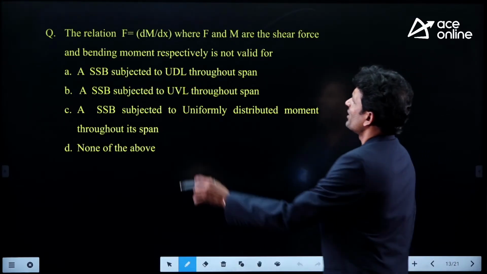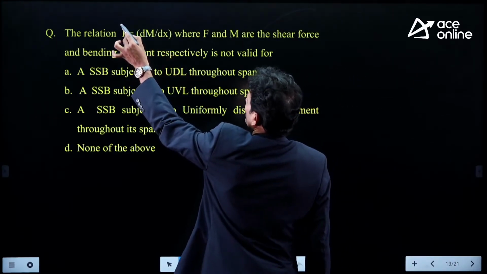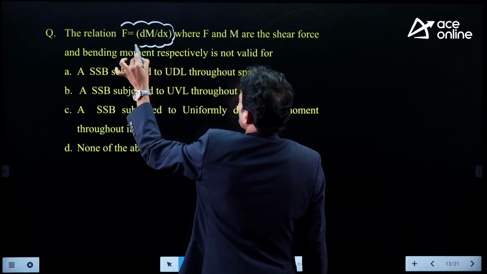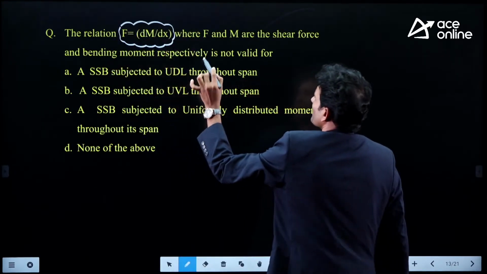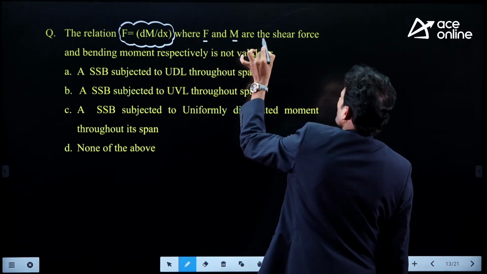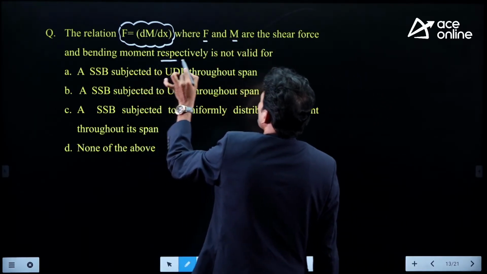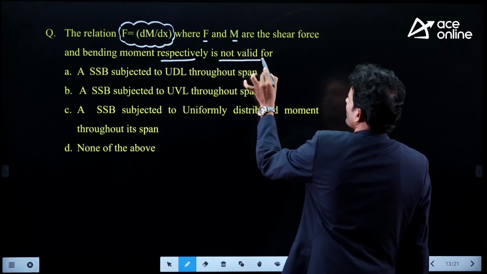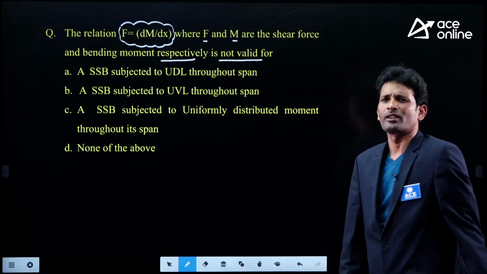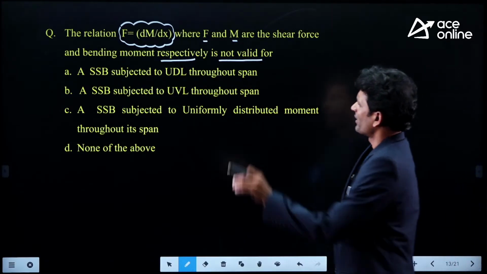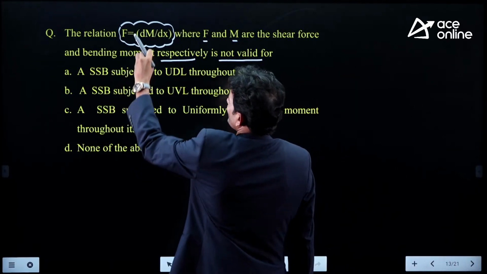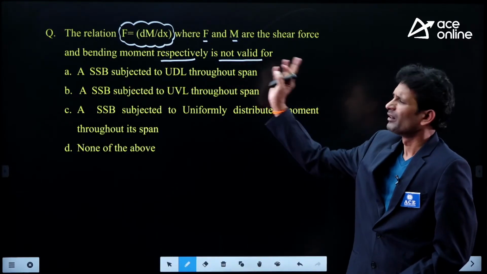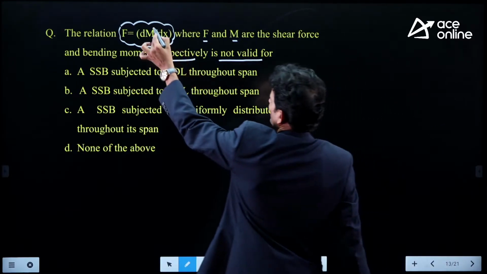The relation F equal to dM divided by dx, where F and M are the shear force and bending moment respectively. This relation is not valid for which condition? Four options are given. Out of the four options, for which option is this relation not valid? Just now we derived the relation between bending moment and shear force.